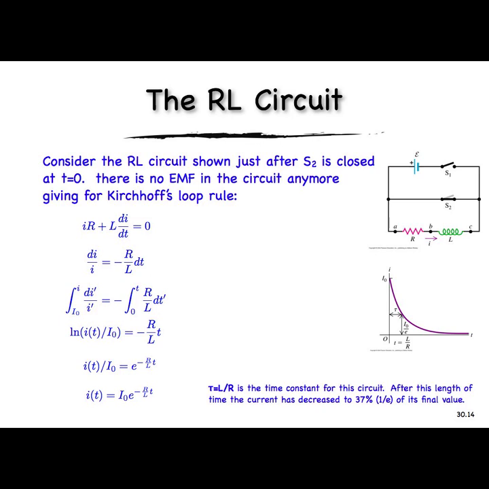That's the time where this exponent is minus 1. Right, so I'm requiring the height here to equal the final value times 1 over e. I'm setting this exponent to minus 1. That means T has got to be L over R. So evidently, it has units of seconds. It has dimensions of time. And L over R for an RL circuit is the characteristic time it takes the current to change to 63% of its final value.